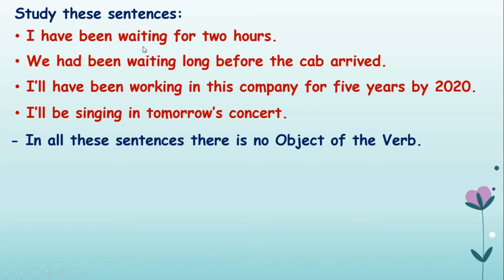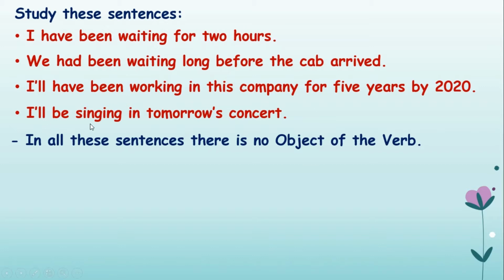Check. I have been waiting. That's it. Waiting doesn't have any object here. For 2 hours is a prepositional phrase. We have been waiting and it doesn't have any object. We have only prepositional phrases. I'll have been working. It doesn't have any object. In this company is a prepositional phrase. It's not a noun or a pronoun.